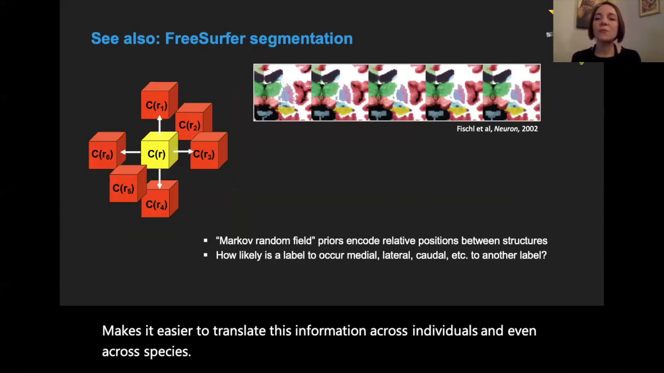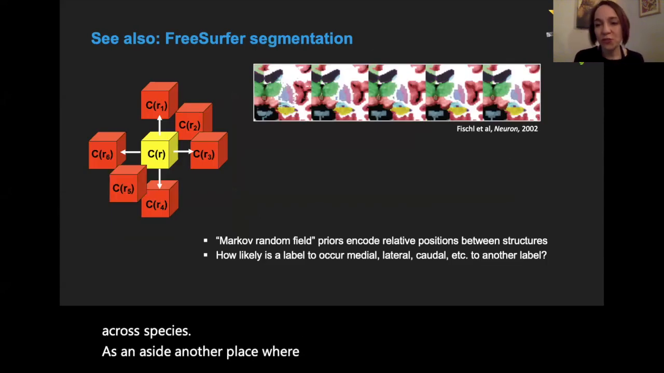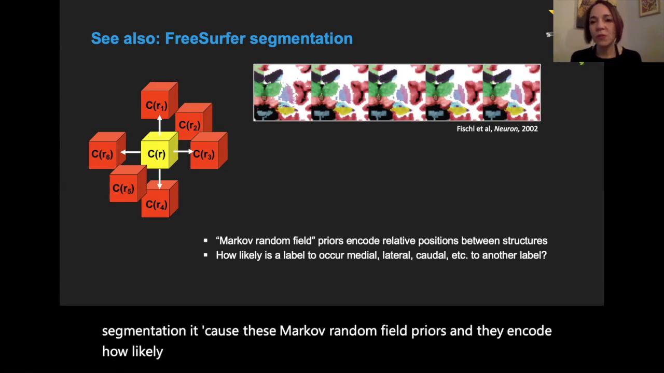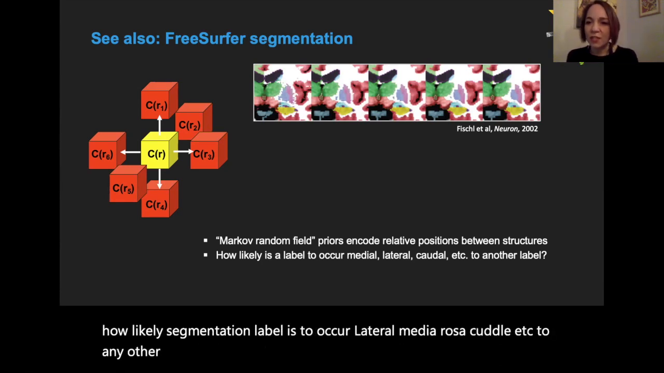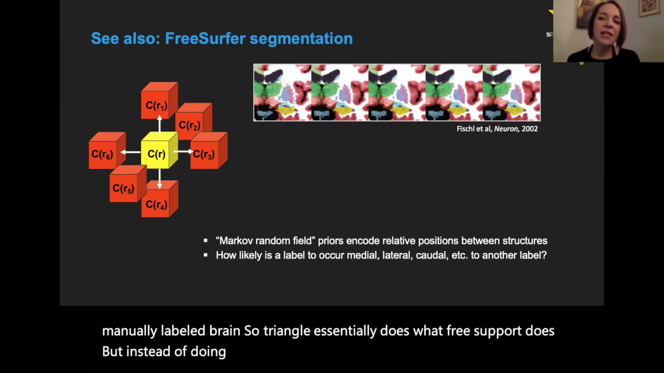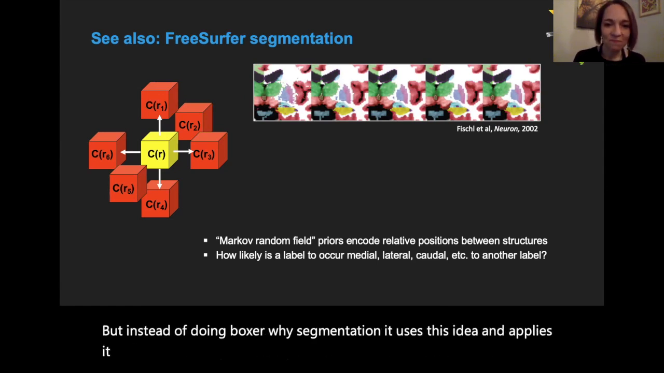As an aside, another place where this idea is used is actually the FreeSurfer segmentation. It calls these Markov random field priors, and they encode how likely each segmentation label is to occur lateral, medial, rostral, caudal, etc., to any other segmentation label. These priors are computed from some manually labeled brains. So TRACULA essentially does what FreeSurfer does, but instead of doing voxel-wise segmentation, it uses this idea and applies it to tractography.